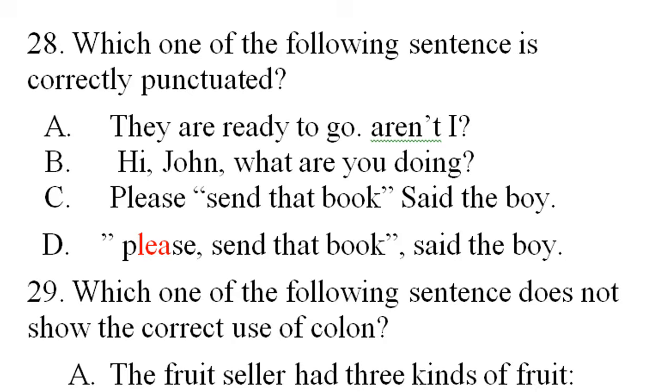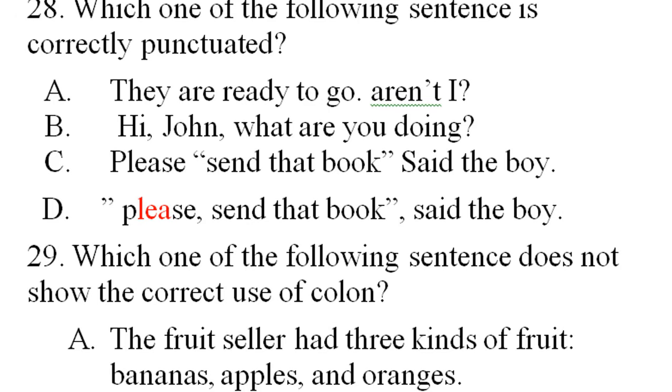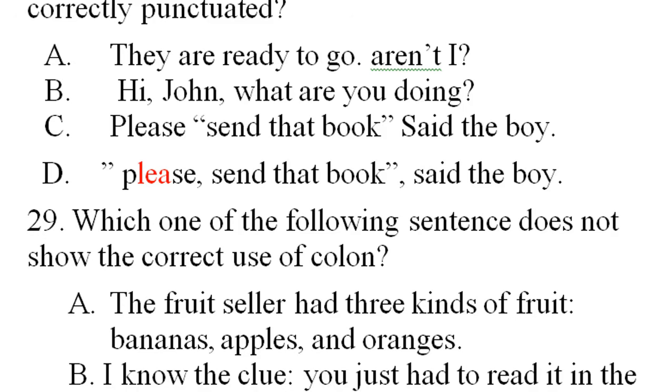Which one of the following sentences doesn't show the correct use of colon? You know what a colon is? This colon means two dots. What do we want to do when we use a colon? The fruit seller has 3 kinds of fruit: bananas, apples and oranges. Right.